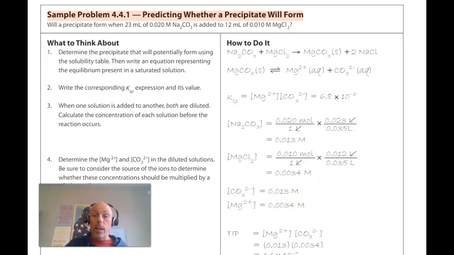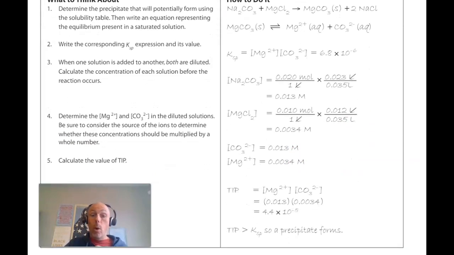So we will plug those values into the Ksp expression, or the TIP expression for magnesium carbonate, because remember, they are found the same way, which means we'll multiply the molarity of magnesium ions, 0.013, by carbonate, 0.0034, and we get 4.4 times 10 to the minus 5. We then compare that to the Ksp for magnesium carbonate, and notice that it is greater, because a less negative exponent is in fact greater, and if it's greater, that means that it is past the saturation point, and in fact a precipitate has and will form.